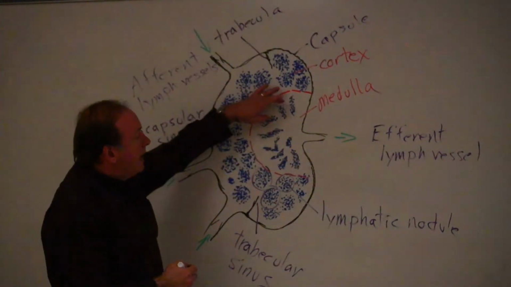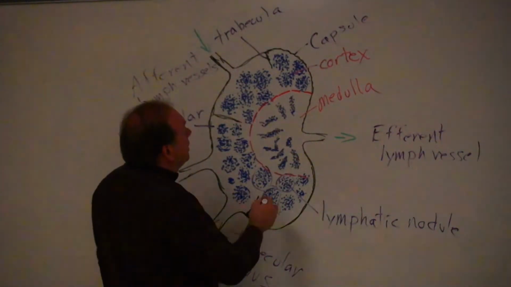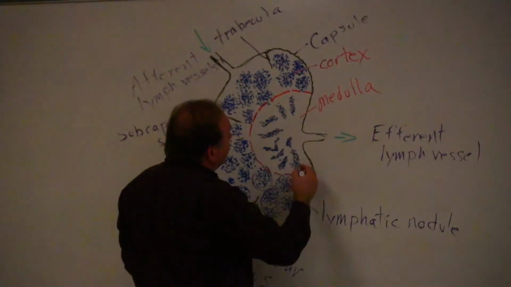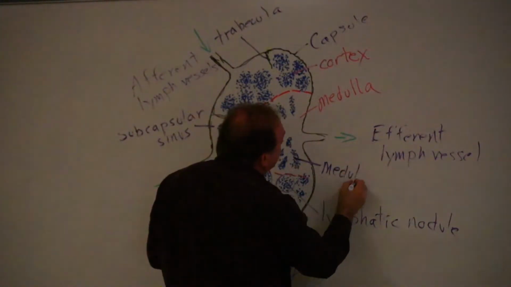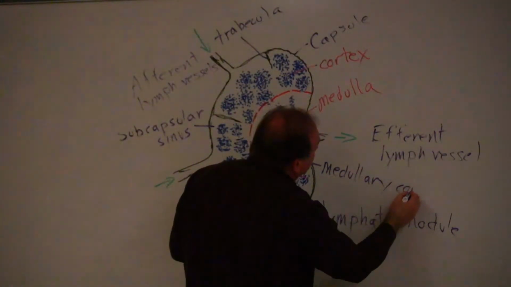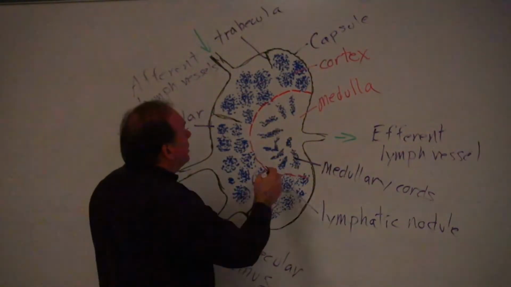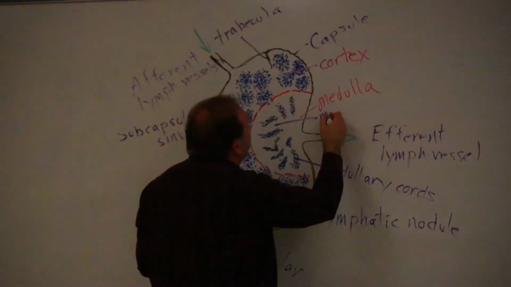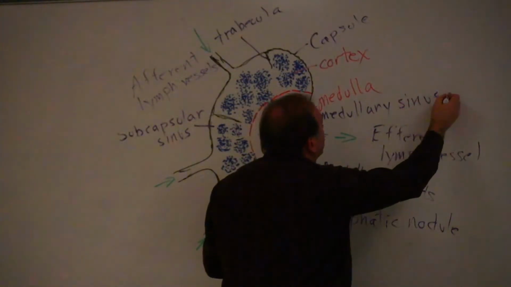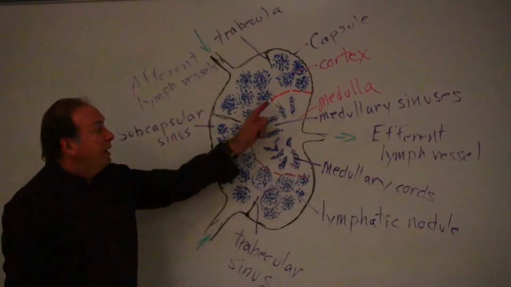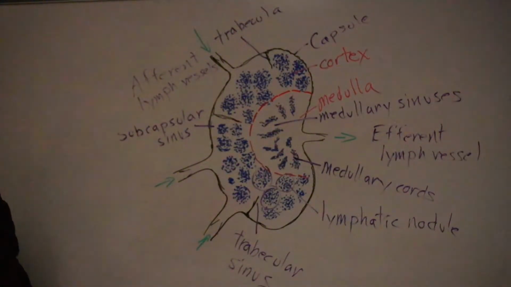Within the medulla, we have lymphocytes gathered along reticular fibers in here in strands that are referred to as medullary cords. Between the medullary cords are spaces we refer to as medullary sinuses. So medullary cords and medullary sinuses populate the space of the medulla in here.